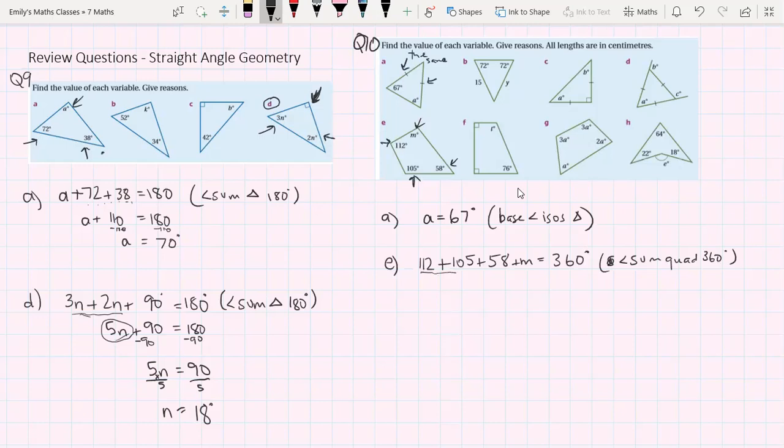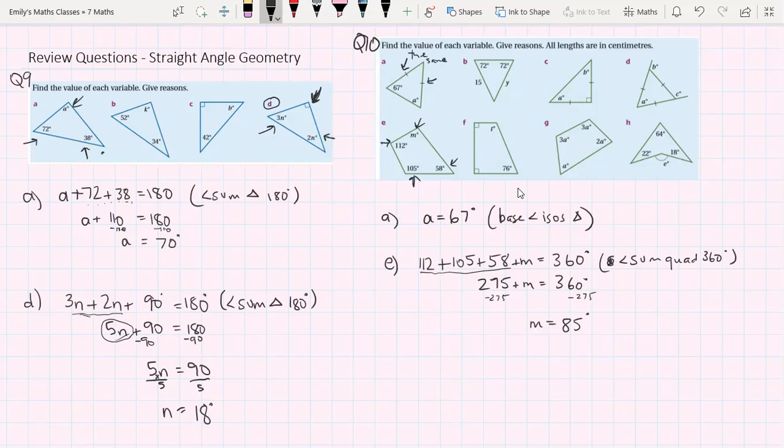So we want to simplify those three things there, bring them together. You can use your calculator if you want. 112 plus 105 plus 58, that's 275. So that can all be changed to 275 plus m equals 360 degrees. So we want to know, what do we have to add to 275 to give us 360? So the easiest thing to do is to take the 275 away from both sides. So m is equal to 360 minus 275, which gives you 85 degrees.